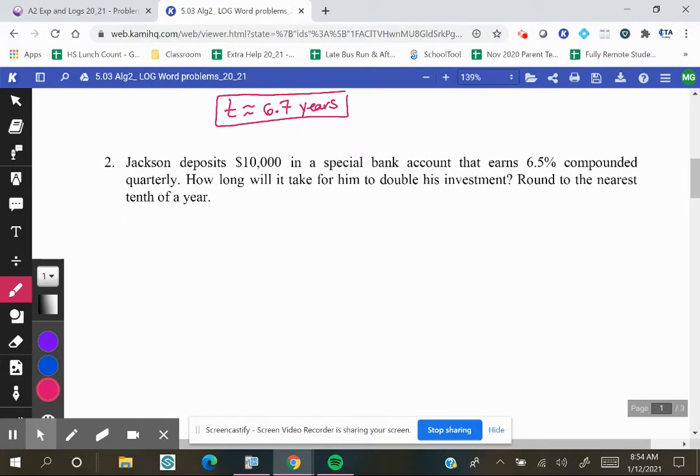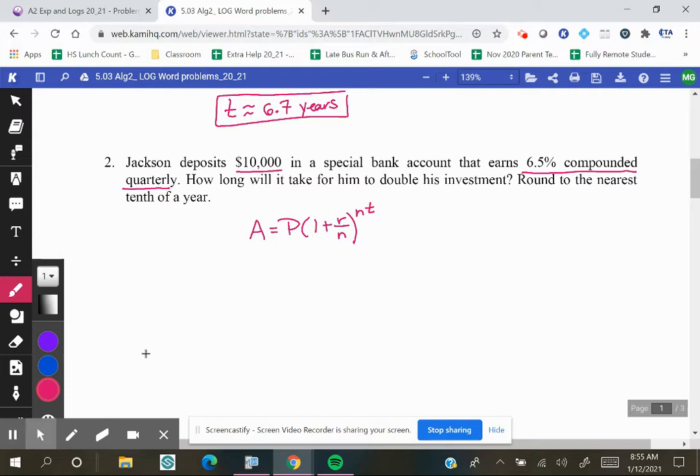Either way is fine. All right, number 2, Jackson deposits $10,000 into a special bank account that earns 6.5% compounded quarterly. So notice this time we don't see compounded continuously, so we are not using APERT. We're using our other formula here, which is probably a little harder to memorize, which is 1 plus r/n raised to the nt. So that's when you really want to practice, rewrite it out a couple times, to make sure you have it down. And that you're going to use anytime you're compounding quarterly, monthly, anything besides continuously.